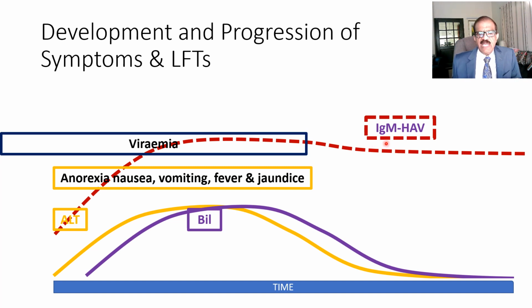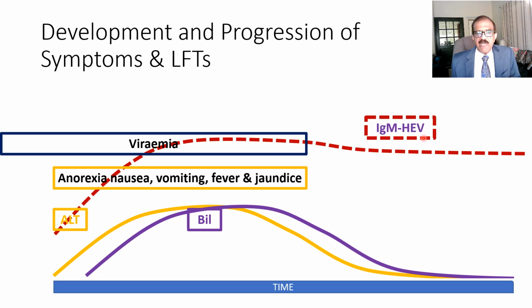So this is the test, and if you do the test, you will know that this is acute viral hepatitis A. If it is hepatitis E, everything is the same, but you will have antibodies IgM HAV negative. Again, it will take about 6 months to start disappearing.